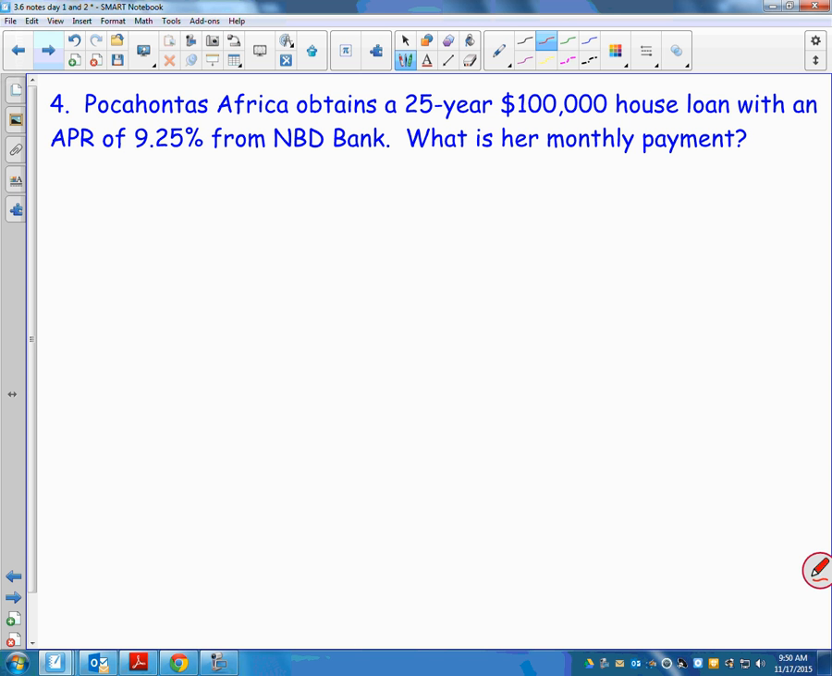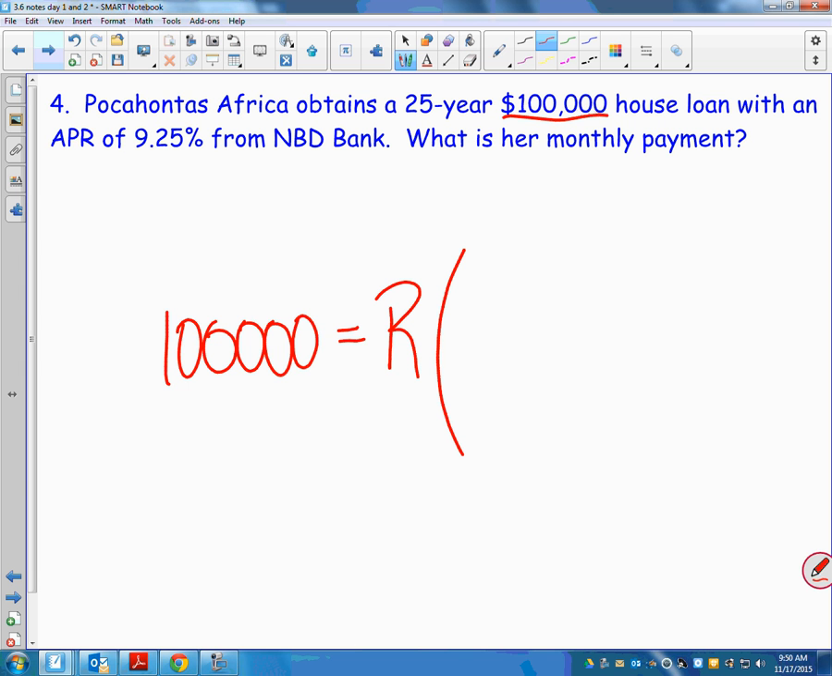She obtained a 25-year, $100,000 house loan with an interest rate of 9.25%. What is her monthly payment? It means they're telling us the total amount. They're telling us this number. And they're asking you to solve for R. So when you're looking for the monthly payment, you're solving for R, and then you have to plug all that stuff in and divide it over.